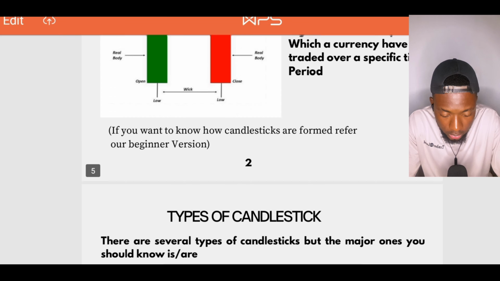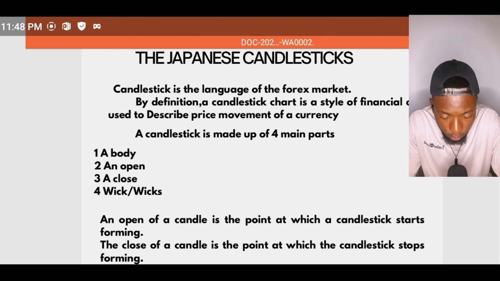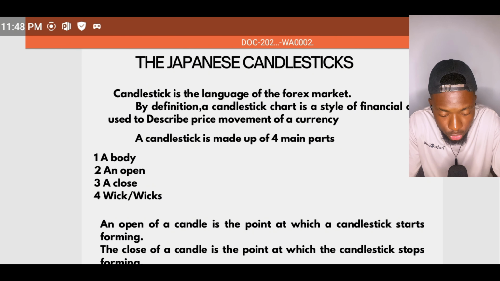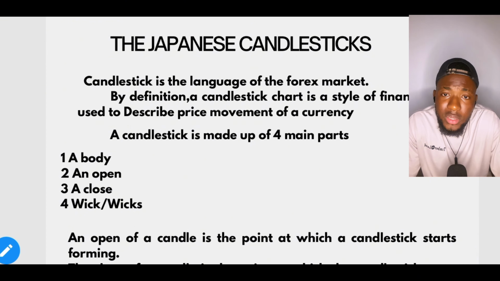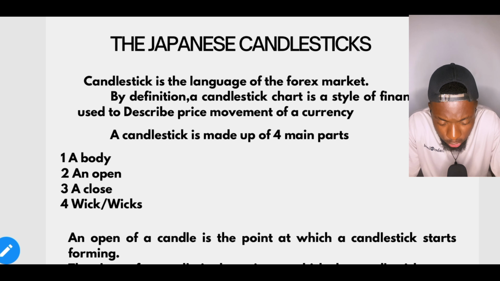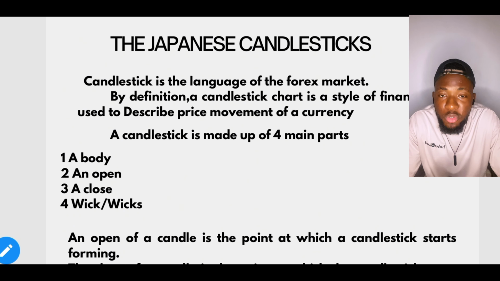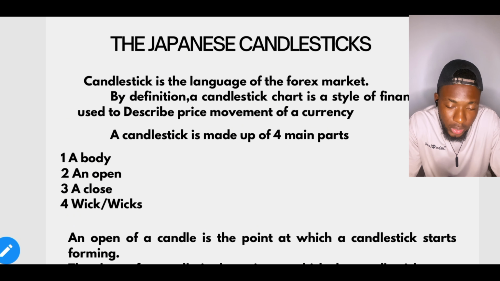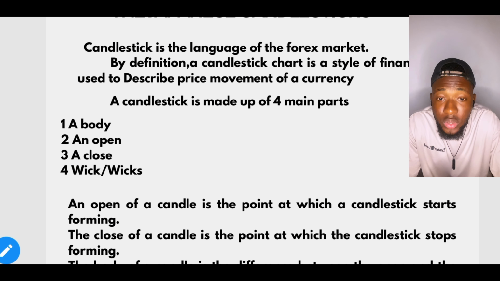All right, so we are going to be talking about candlesticks. Starting from the basic definition, the candlestick is the language of the forex market, the language of trading as a whole. By definition, the candlestick is a kind of chart used to describe the price movement of a currency. If you're a beginner to trading, of course you are new to all this, and trust me, you're going to see it soon enough.